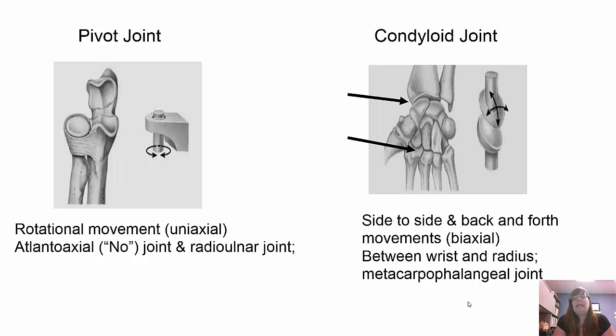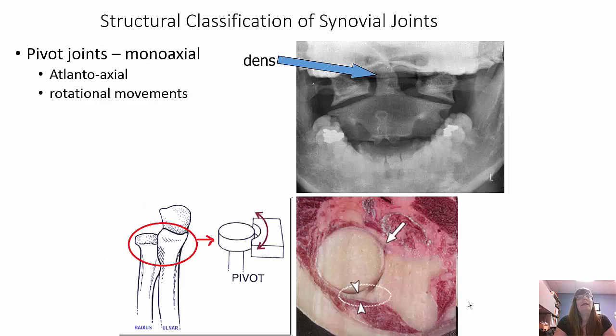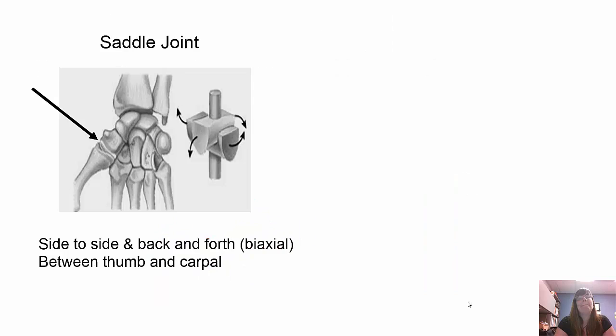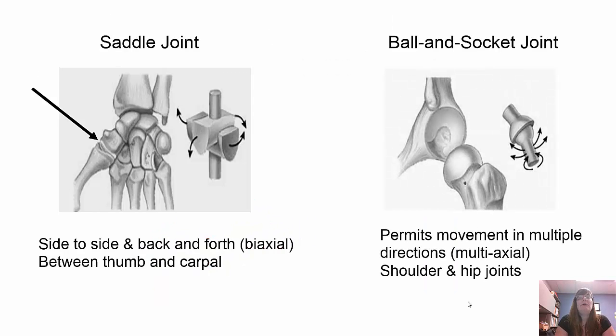A condyloid joint, side to side and back and forth movements, so between the wrist and the radius. And the metacarpal phalangeal joint. So here's some x-rays for you. Saddle joints, you have side to side and back and forth, so between the thumb and the carpal.